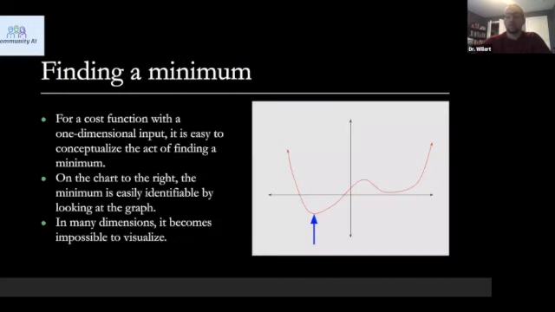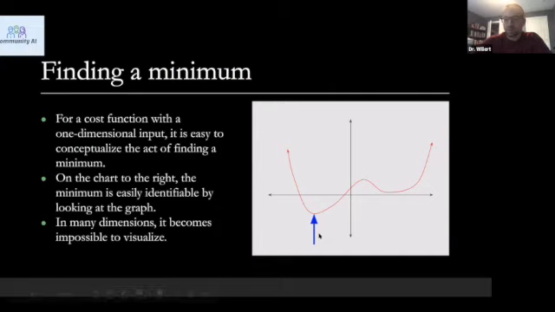So essentially what we need to do is find a minimum of this cost function. In 1D, our cost function might look something like this red curve. And if we just look at this curve, it's really easy to find the minimum. It's right there at the bottom where that blue arrow is pointing.